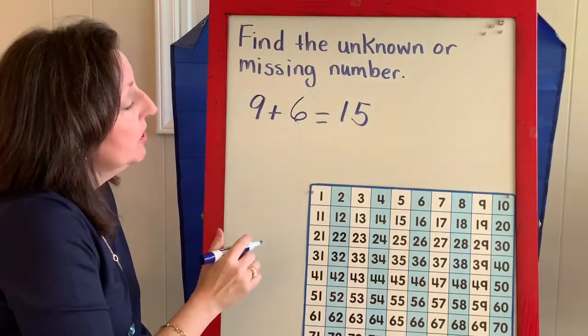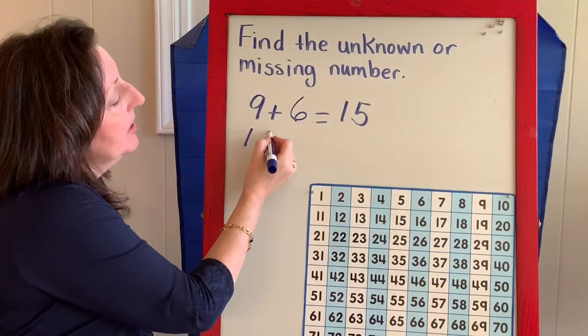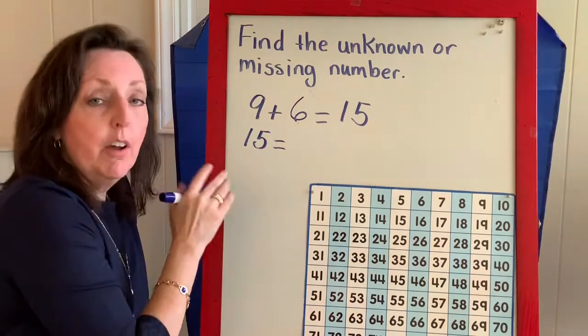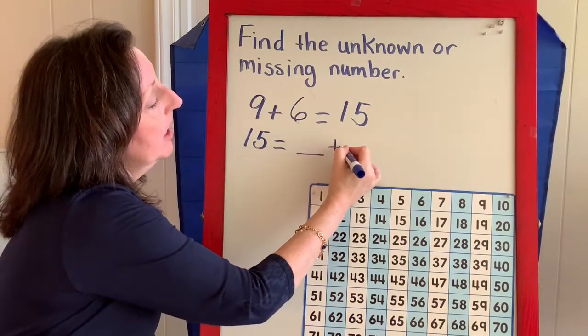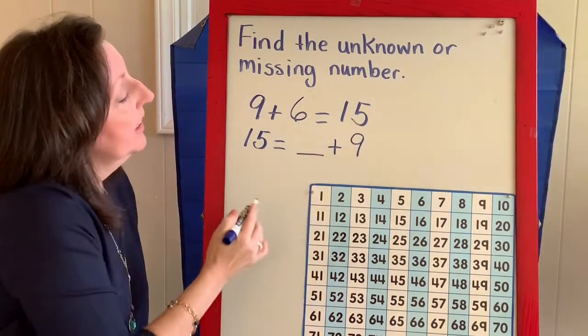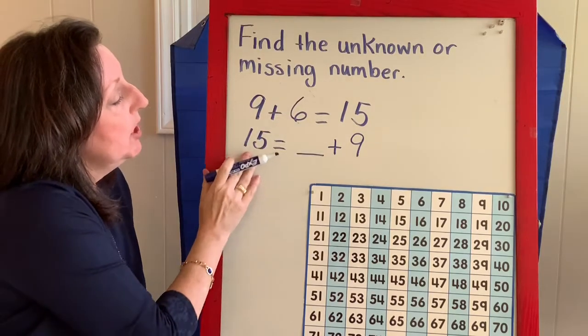Now, before we move on to the next one, sometimes, you know how they'll put the equals at the beginning? 15 equals blank plus 9. We're still going to get the same answer there, but don't let that throw you.